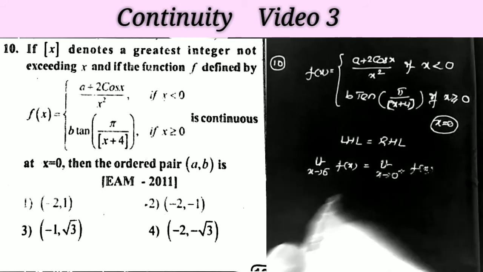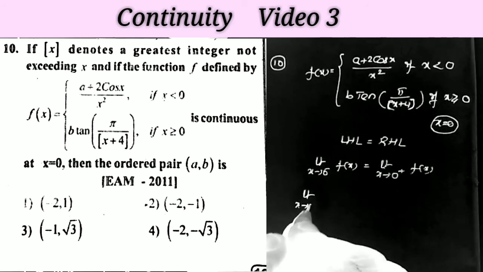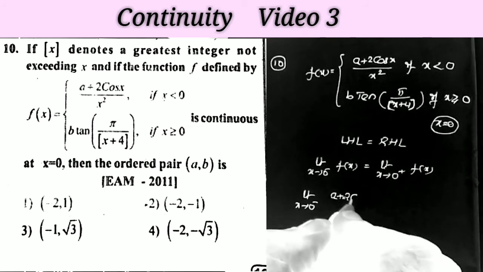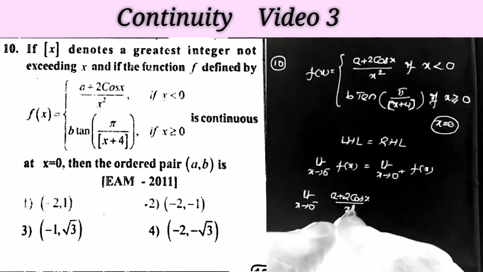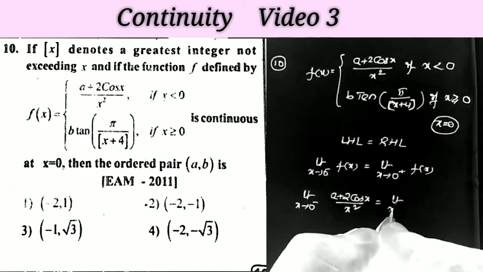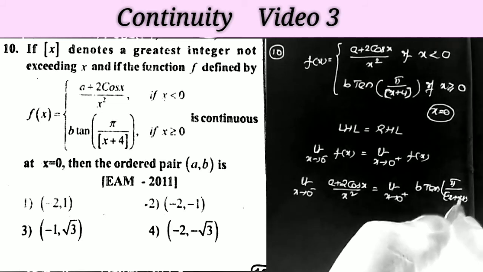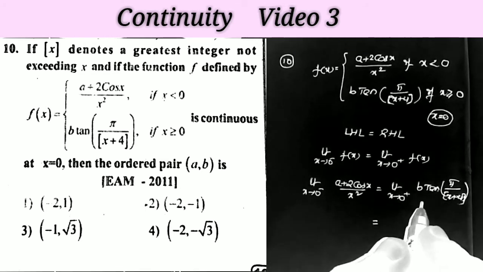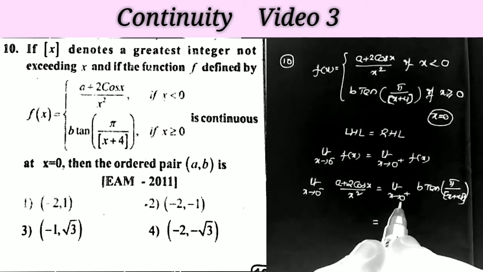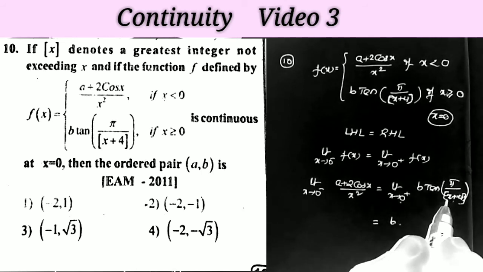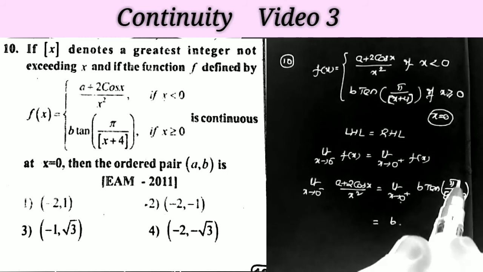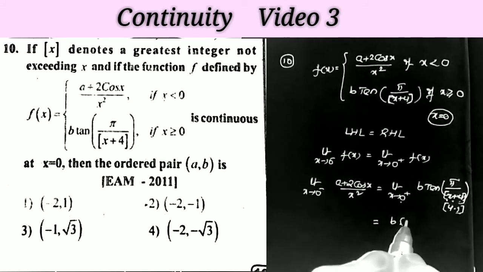Okay, now replacing the functions, that is limit x tends to 0 minus, what is f of x? 0 minus x less than 0, that is a plus 2 cos x by x square is equals to limit x tends to 0 plus f of x. What is f of x value? B tan pi by step of x plus 4. Okay, first we find the right hand limit value. What is this value? B into tan of 0 plus. 0 plus means we take 0.1 here. 4 plus 0.1. 4 plus 0.1 is equal to 4.1. Step of 4.1 pi by 4 tan pi by 4, that is equals to 1.